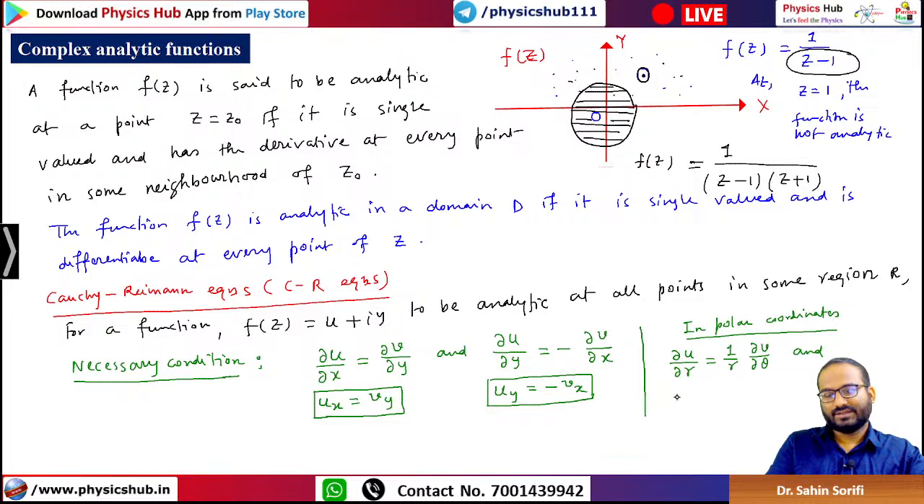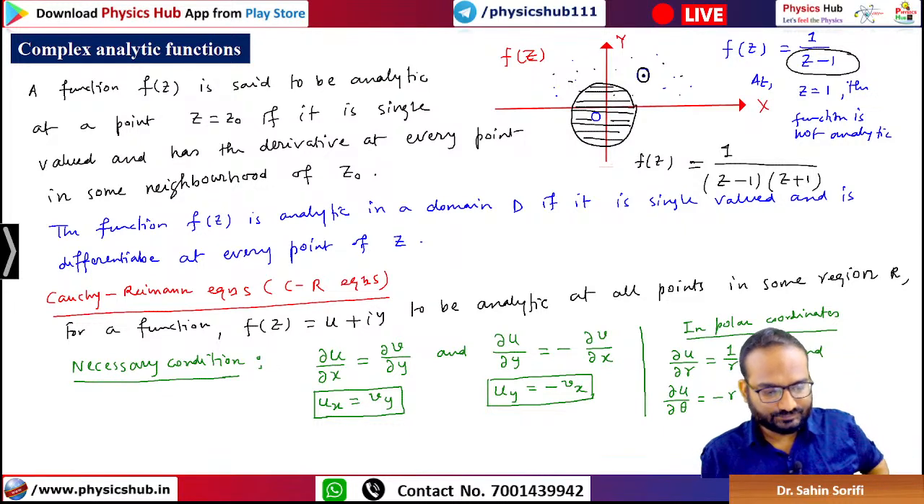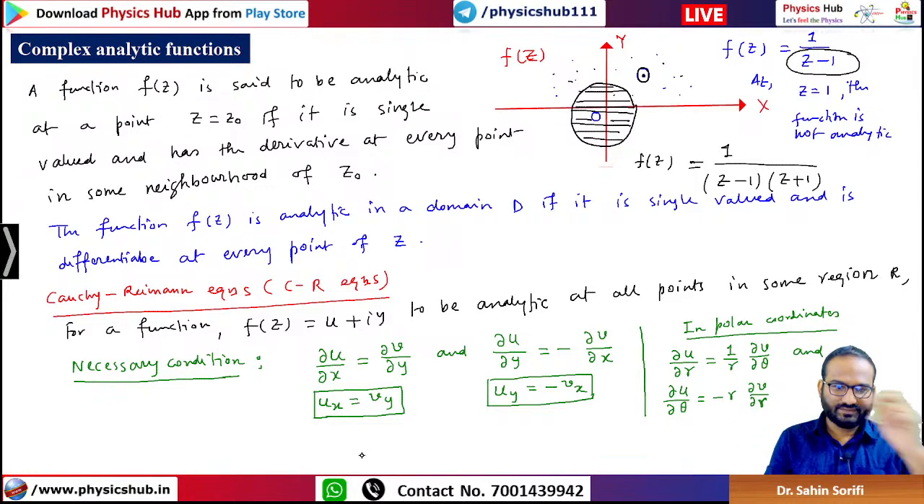And the second condition is del u by del theta is equal to minus r times del v by del r. You can remember it in this way: on the left hand side you have del u by del theta, and theta is dimensionless, so this quantity should be dimensionless. But here you see del v by del r, r is coming in the denominator, so you have multiplied with r. So in this way you can remember del u by del r is 1 by r del v by del theta, and del u by del theta is equal to minus r del v by del r. This is the necessary condition.